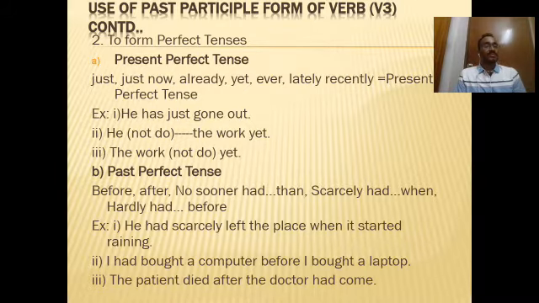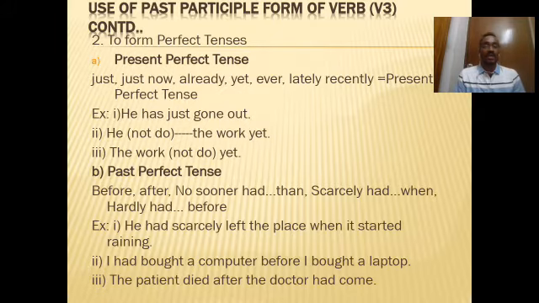The second one is to form past perfect tense. To form past perfect tense we use verb 3, and of course there must be one had verb and then verb 3. These are some conjunctions or indicators when we usually make the past perfect tense: before, after, no sooner had than, scarcely had when, hardly had before. I think you are quite familiar with this structure.